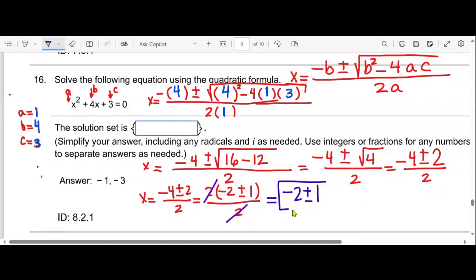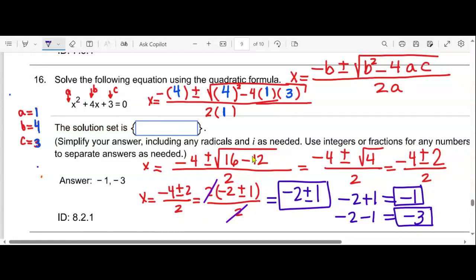So that means you have 2 solutions, right? Negative 2 plus 1, which equals what? Negative 1. Or you have negative 2 minus 1, which is negative 3. Okay, so you have 2 solutions, negative 1 and negative 3. So your solution set is negative 1, negative 3. Easy as easy? Easy.